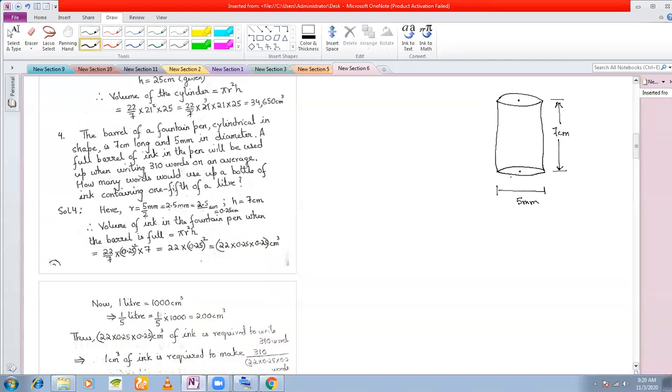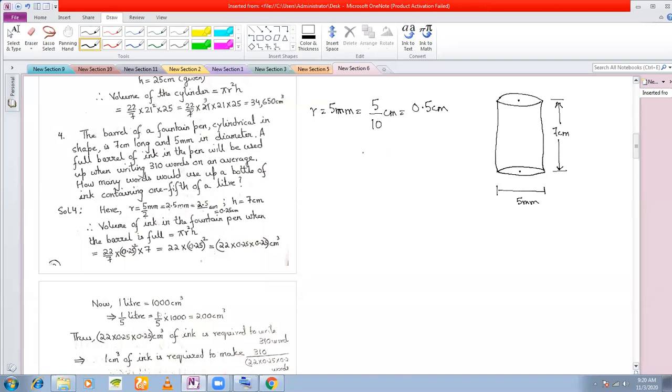So the question here is, if 1/5 of a liter is given to you, how many words can you write with that 1/5 of a liter of ink? So first of all, let us find out the volume of this cylindrical barrel. The radius is given to be 5 millimeter. Let us convert this to centimeter, which comes to 0.5.